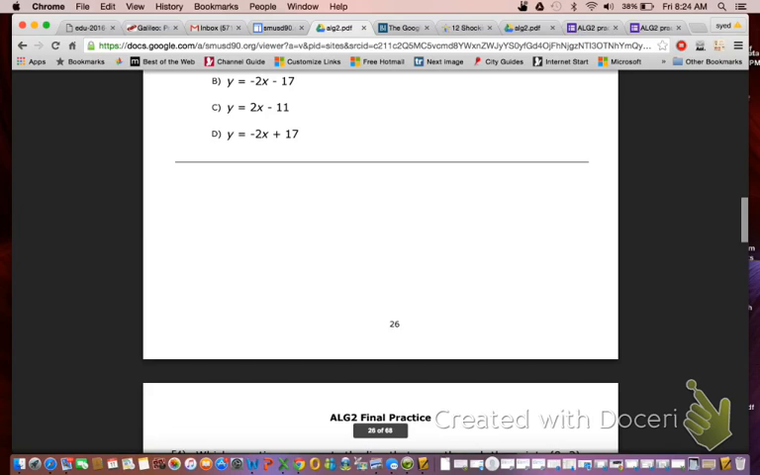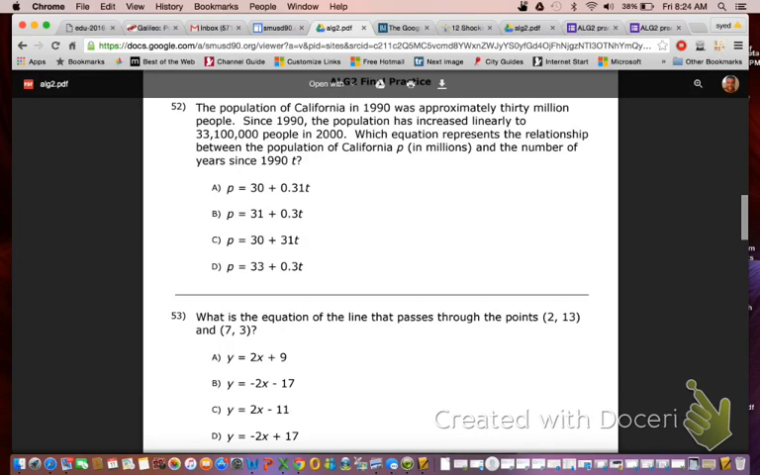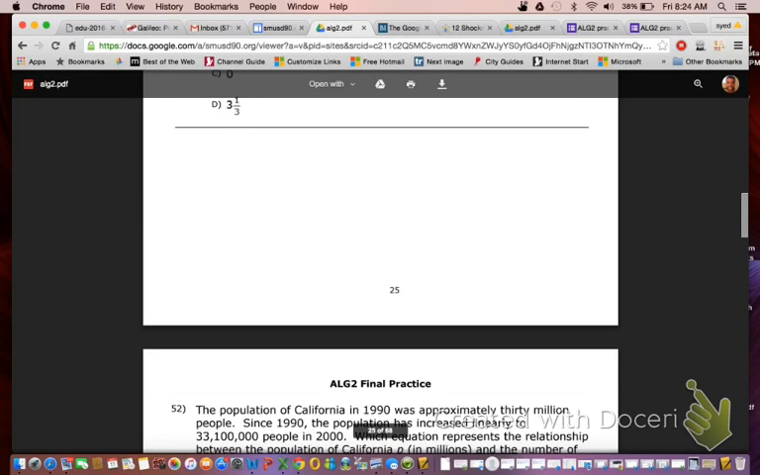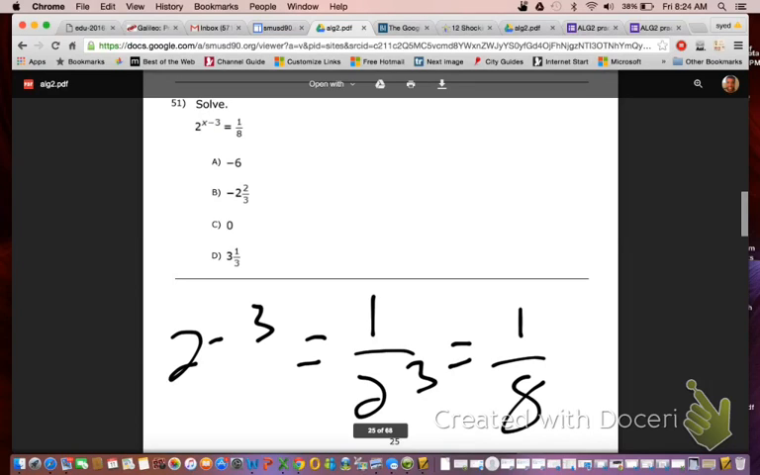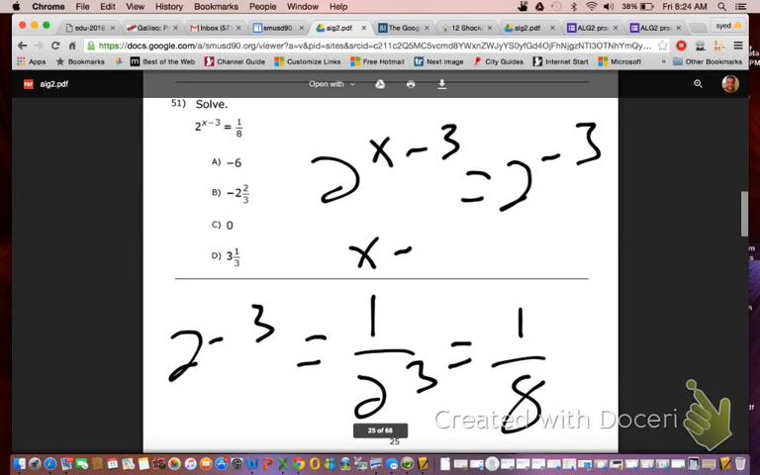Alright, so guys, the test is pretty repetitive. I'm just going to do a couple more with you. This one, you have to remember that 2 to the -3 equals 1 over 2 cubed, which is 1 over 8. So the key, if you realize that, the problem is really easy. That equals 2 to the -3. So x minus 3 equals -3. So x equals 0.